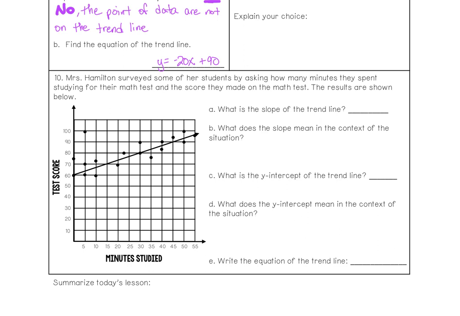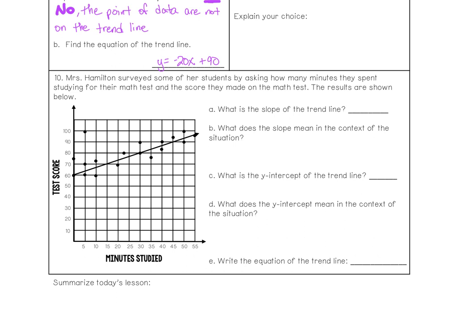The last one for today has a couple of parts. Ms. Hamilton surveyed some of her students by asking how many minutes they spent studying for their math test and the score they made on the math test. The results are shown below. So what is the slope of the trend line? So we just did that, find 2 points. What does the slope mean in context of the situation?